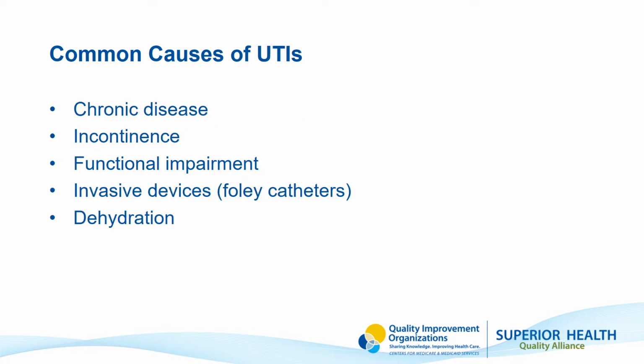Urinary tract infections can be caused by many different factors. Some of the common causes for people living in nursing homes or assisted living facilities are chronic diseases, fecal contamination, functional impairment, invasive devices, and dehydration. People with chronic diseases such as diabetes, heart disease, and kidney disease have a lowered ability to fight infections. Those with Alzheimer's, Parkinson's, or cerebrovascular diseases may have a complication called neurogenic bladder, which affects the nerves and muscles controlling the bladder and puts them at higher risk for a UTI.